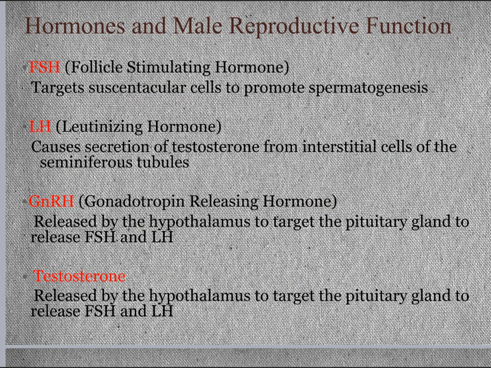Now we can review some hormones. So what hormones work with the male reproductive system? Again, repeat in red, we see some of our basic hormones with their function. FSH, as we talked about, targets those sustentacular cells to promote sperm production. Luteinizing hormone causes secretion of testosterone from those interstitial Leydig cells. Here's our gonadotropin releasing hormone released by the hypothalamus that targets the gonadotrophs in the anterior pituitary to release FSH and LH. And lastly, testosterone that targets the hypothalamus and the pituitary gland to inhibit the release of FSH and LH.